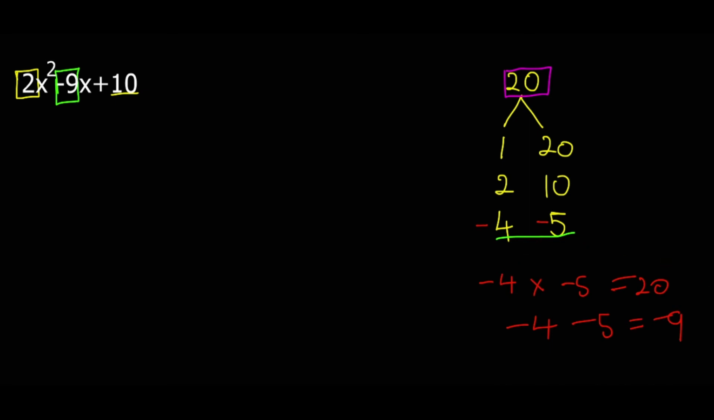So we will use these pairs and use the negative signs, and then from here we have 2x squared. We will replace this minus 9x with these numbers. We will have minus 4x minus 5x. You can see that minus 4x minus 5x is equal to 9x, so it is the same, we have not changed anything.